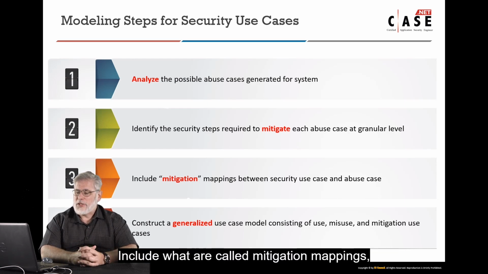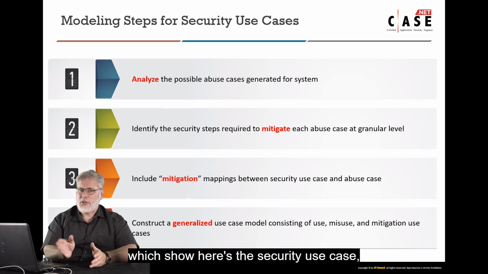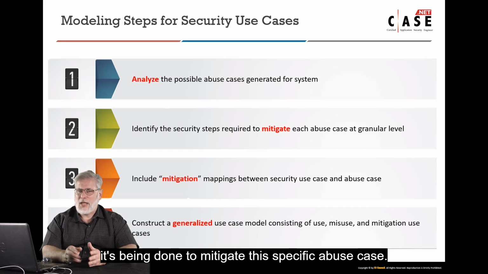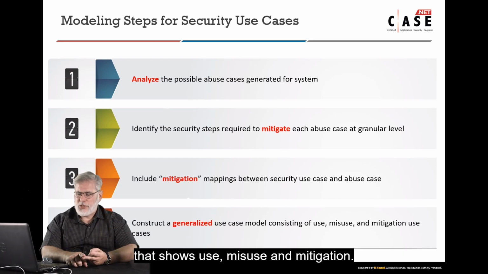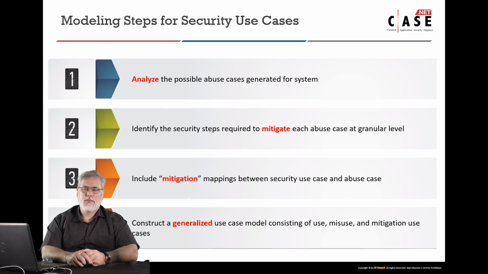Include what are called mitigation mappings, which show here's a security use case. It's being done to mitigate this specific abuse case. And then you give yourself a generalized use case model that shows use, misuse, and mitigation.